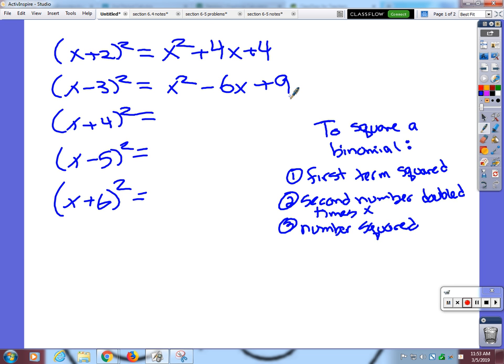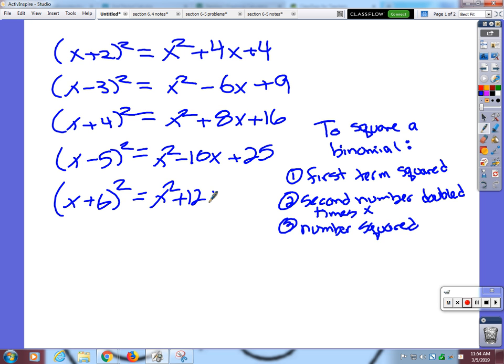Okay, what is x plus 4 squared? X squared plus 8x plus 16. Good. First number squared, second number doubled, last number squared. What is x minus 5 squared? X squared minus 10x plus 25. You guys see the pattern? First number squared, double the number, second number squared. Okay, so last one. X squared plus 12x plus 36.